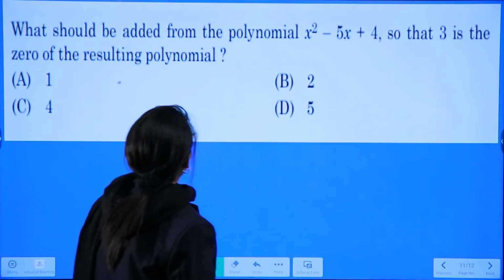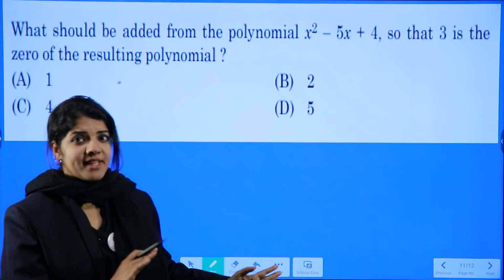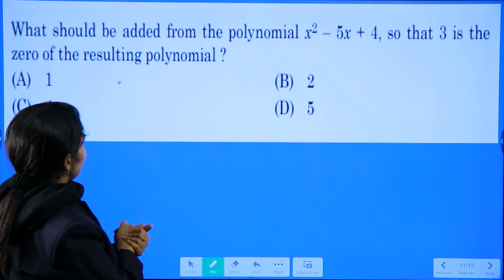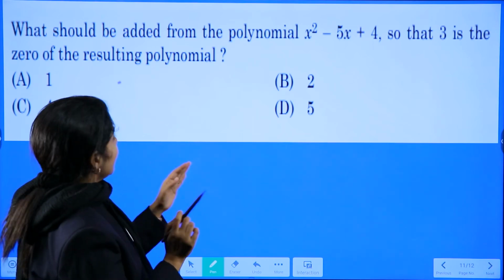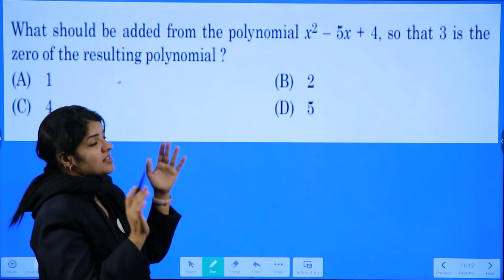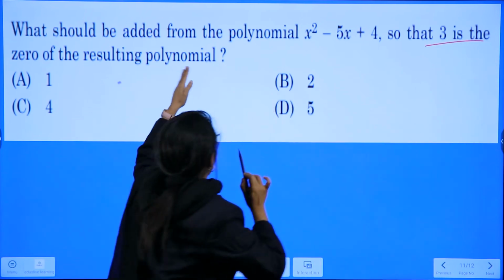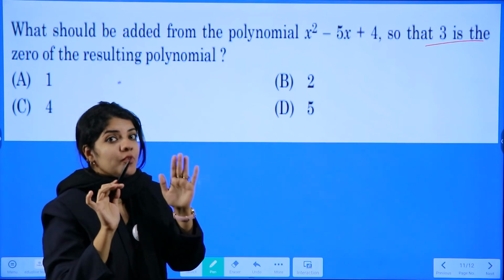Let's check out a few more examples. This is also very important and one of the repeatedly asked questions. What should be added to the polynomial x squared minus 5x plus 4 so that 3 is the zero of the resulting polynomial? This is the most important part. 3 is the zero of the resulting polynomial, which means the x value is 3.